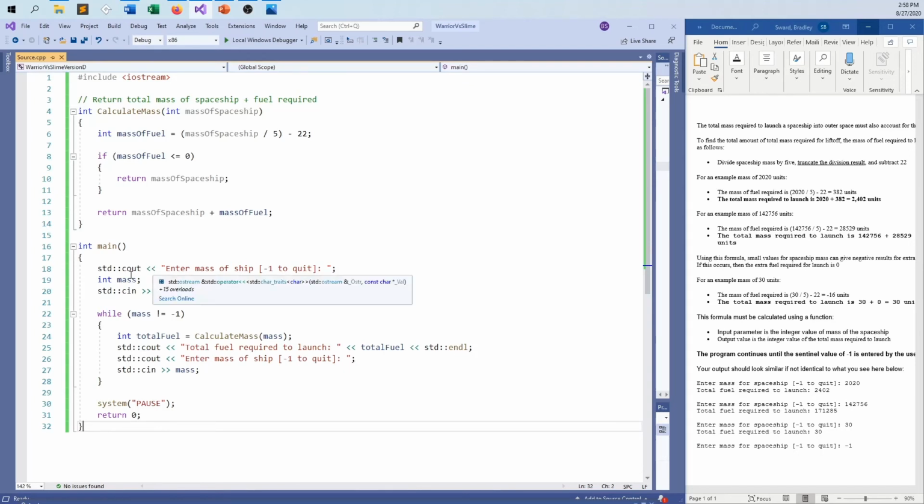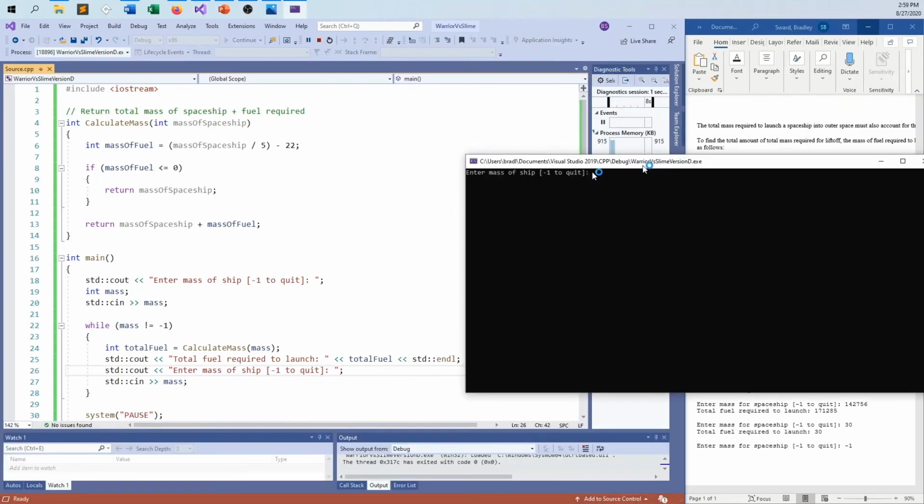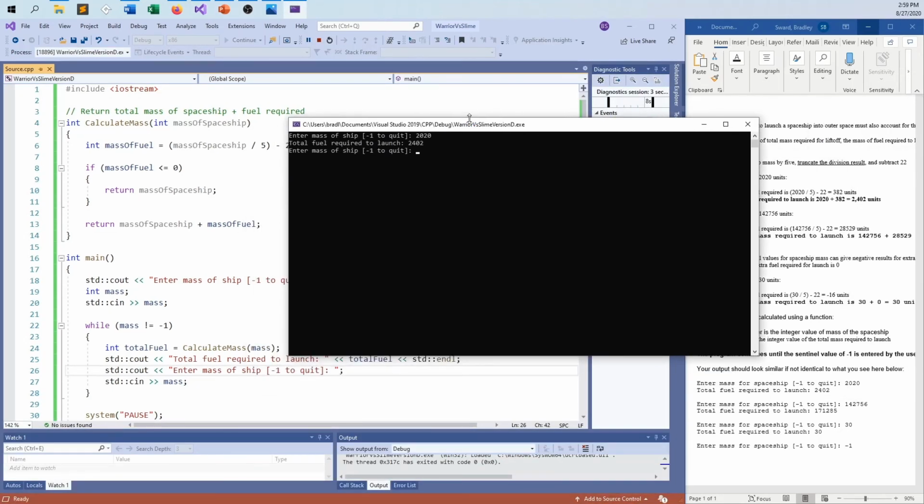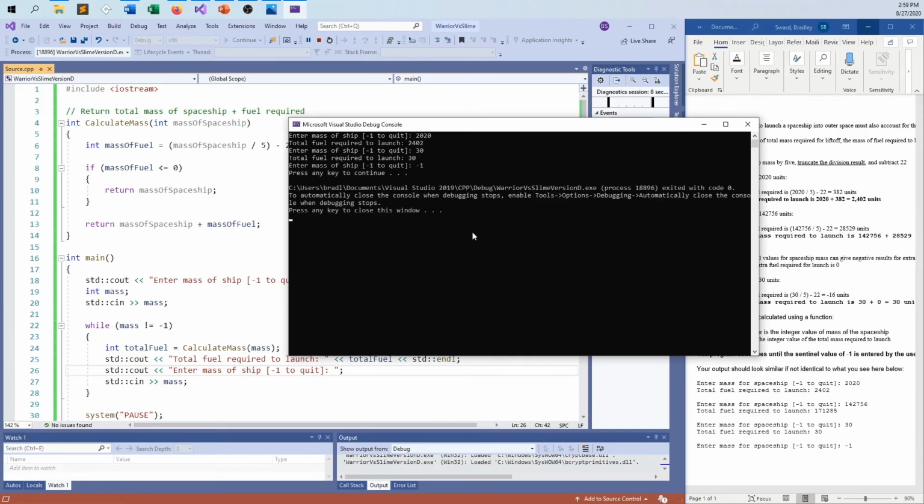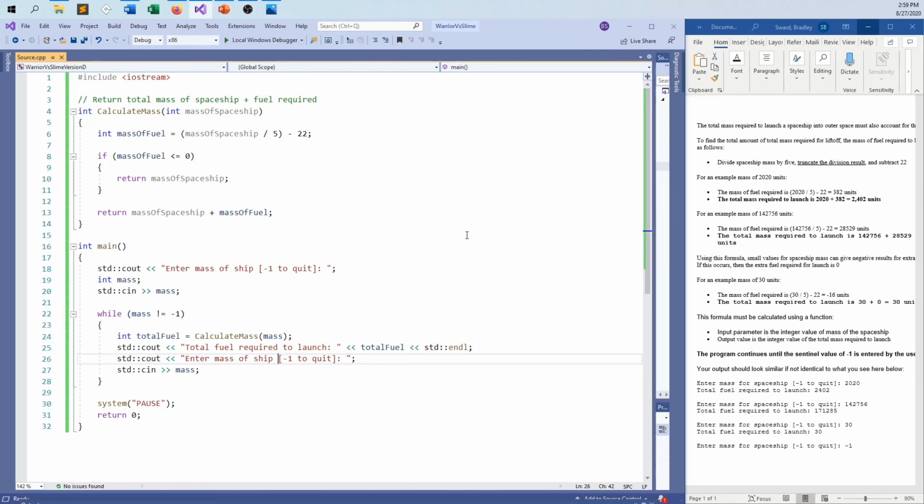And then it basically does a repeat of the prompt minus the setup of the mass when it comes to initialization and declaration of the variable. That's just this line of code and this line of code just placed in there to get the mass another time. And so every time I don't put in negative 1, it'll continue to cycle through, do its job, and print out everything. And then when it hits the negative 1, it quits, just like anything else. So I say 20, 20, that's 2402, 30 should get me 30, negative 1 quits out immediately. So again, another completely different way to do things.